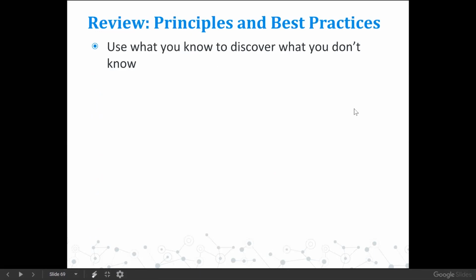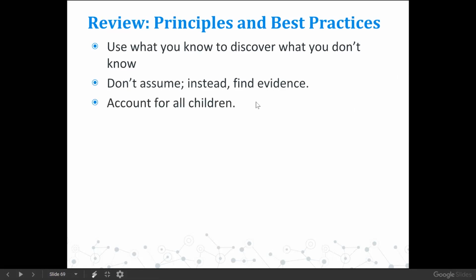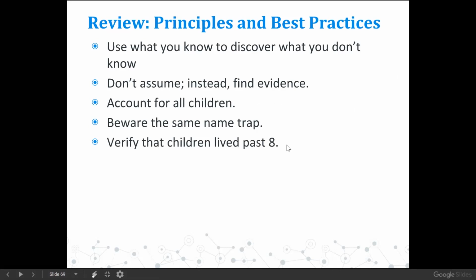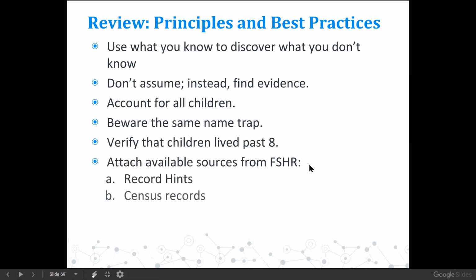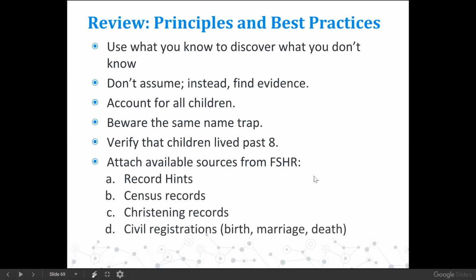So here's a summary of what we talked about today. Use what you know to discover what you don't know. Don't assume. Instead, look for evidence. Be sure to account for all the children. Beware of the same name trap. Verify that kids lived past date. Attach available sources for the time period from FamilySearch historical records, and then also attach any non-FamilySearch historical records as needed.